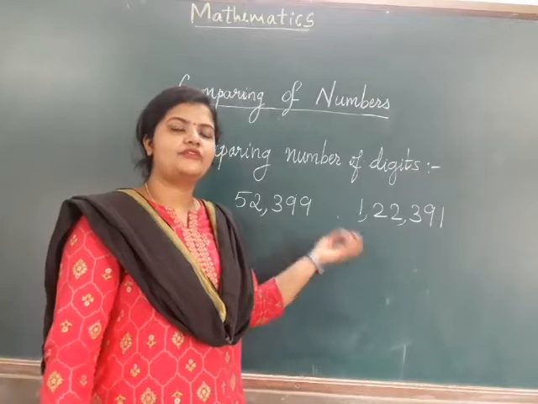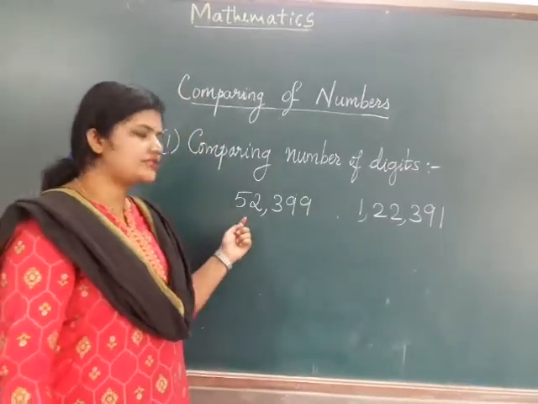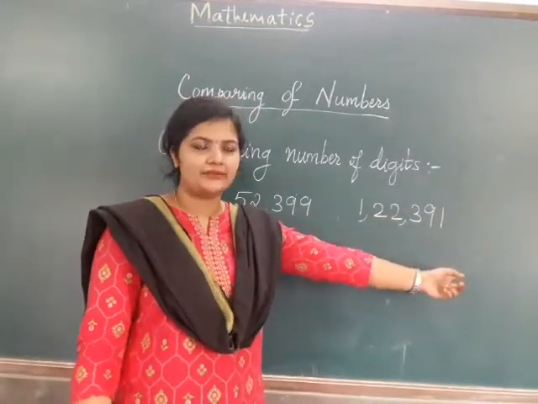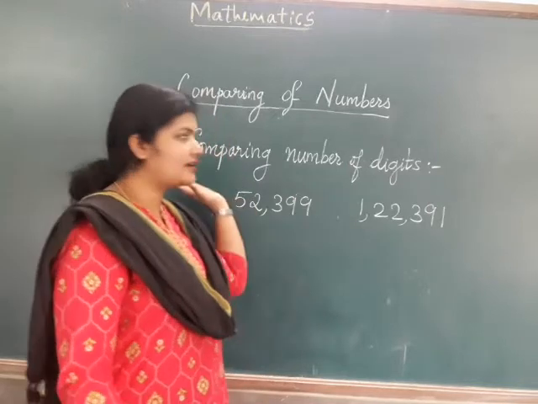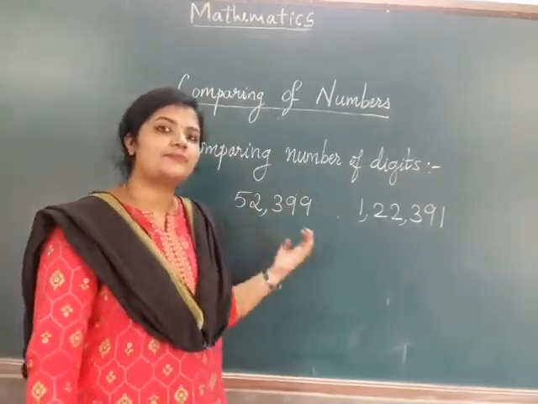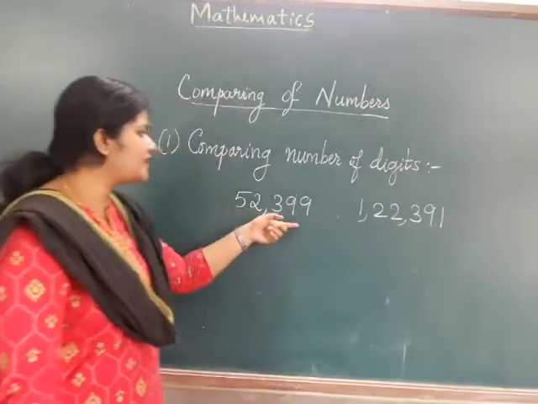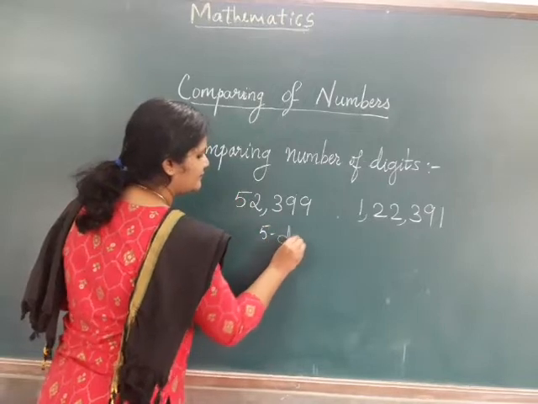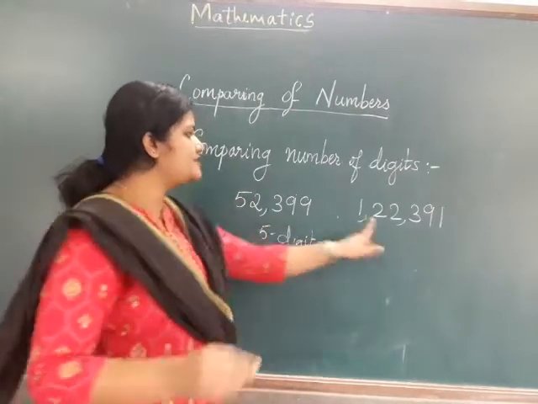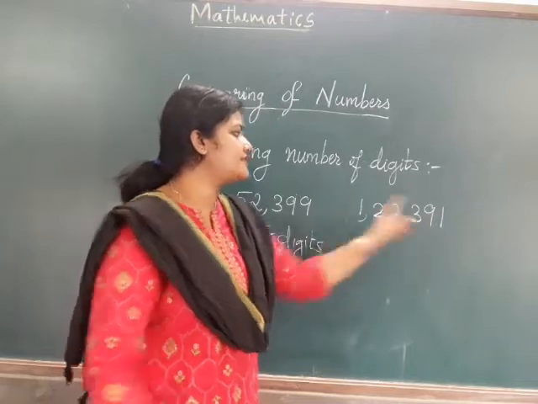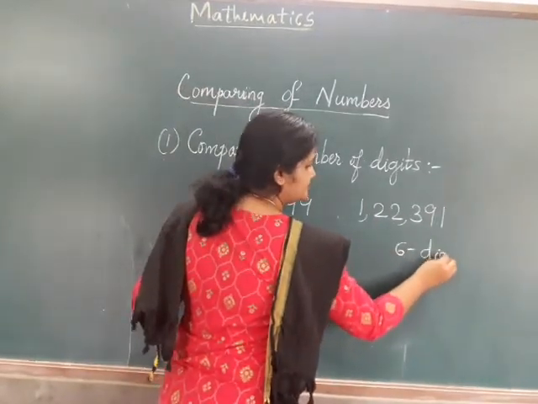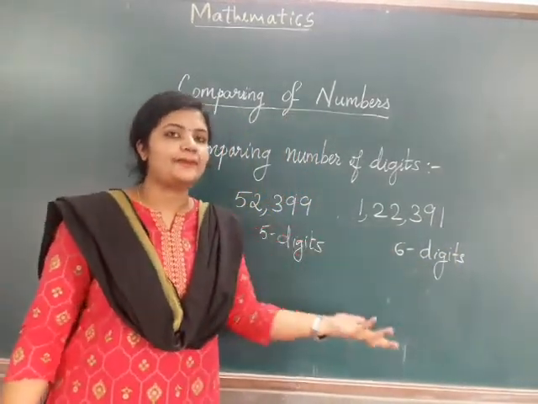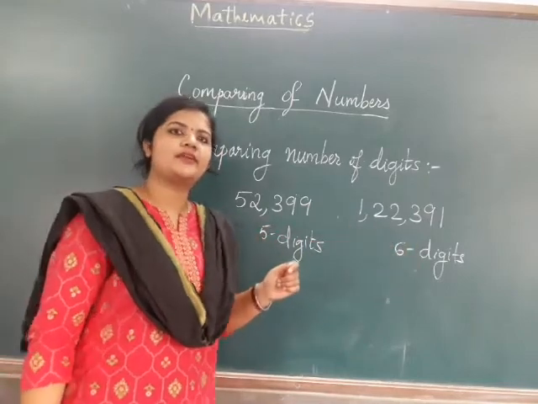Another example, we have two numbers here, 52,399 and 1,22,391. We are going to compare these numbers. According to our first step, we have to find the number of digits of each number. So here in the first number we have 1, 2, 3, 4, 5 digits, and in the second number we have 6 digits. So when you compare a 5 digit and a 6 digit number, which will be greater? Yes, the 6 digit number will be greater.